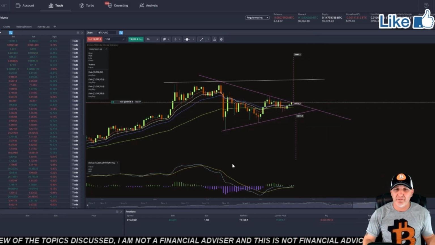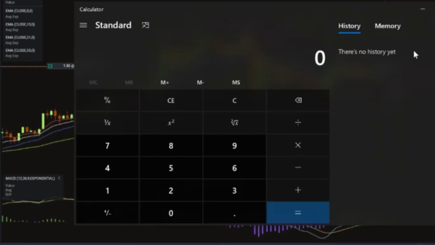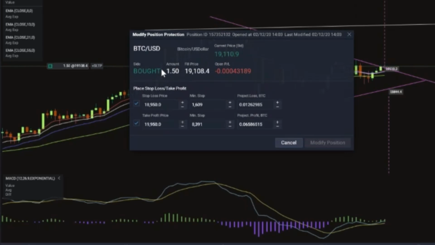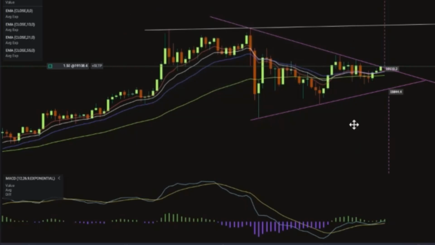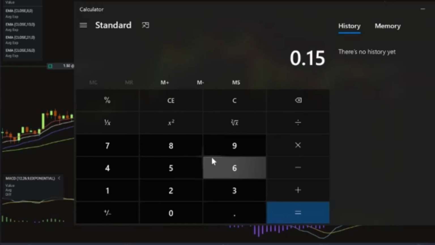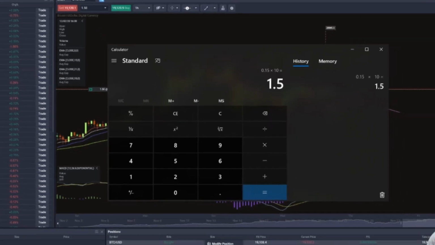So there's 0.15 Bitcoin in here. If we pull up a calculator, how do you know what leverage you're using? On this trade that I'm in, let me go back to that real quick. I'll open it up. I'm on 1.5 Bitcoin. So how did I figure that out? You get your calculator out and put 0.15. That's what you have, 0.15 Bitcoin. Let's say you want to do 10x leverage, multiply it by 10, and that's what you can trade. 1.5 Bitcoin, you'll be on 10 times leverage.